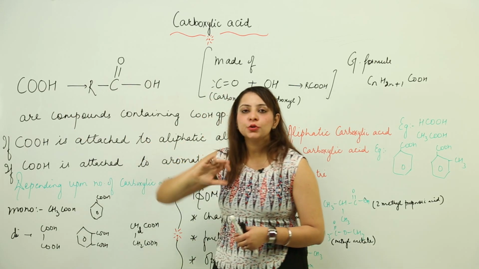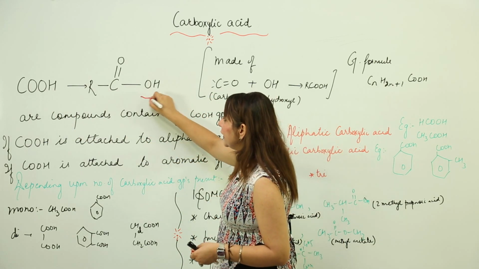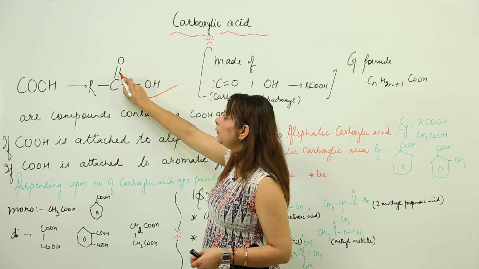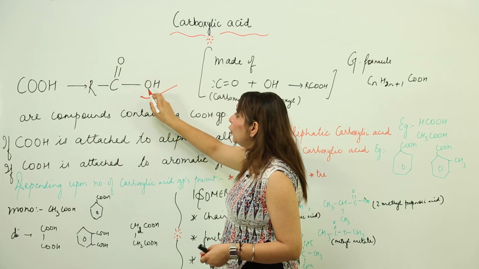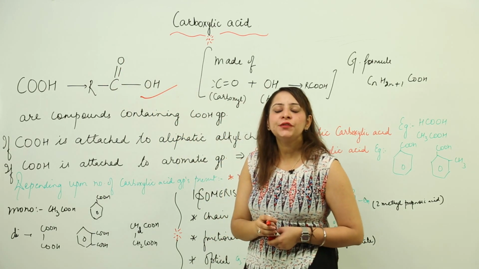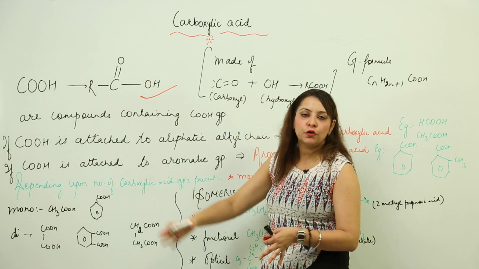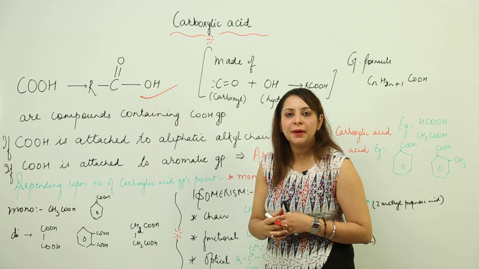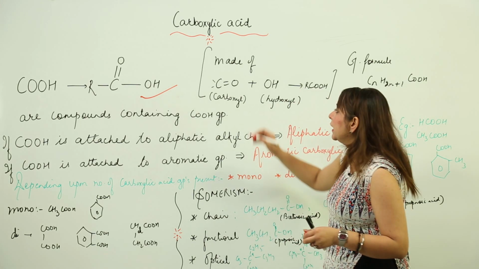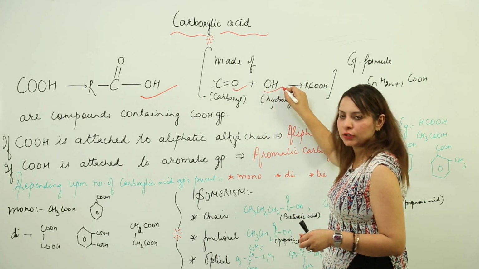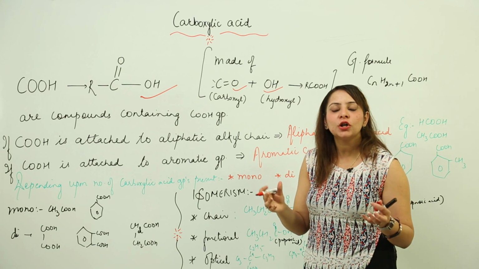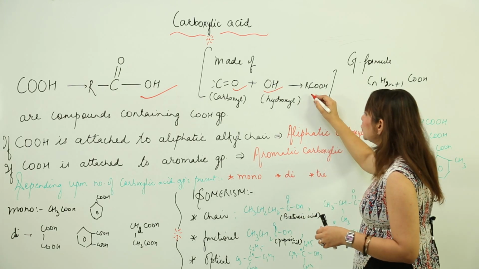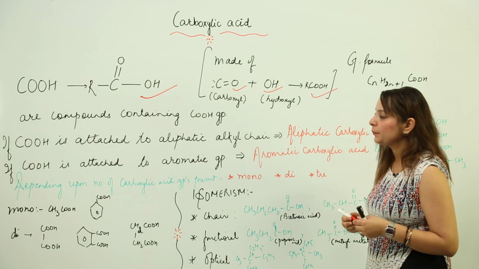And if we want to know its open structure, it's like this: C is making a double bond with oxygen and a single bond with OH. As far as you can see from the formula, I think you can easily get to know that it is actually formed by the combination of two groups, that is the carbonyl and hydroxyl group. So when carbonyl and hydroxyl group club up, they lead to the formation of the carboxylic acid group.